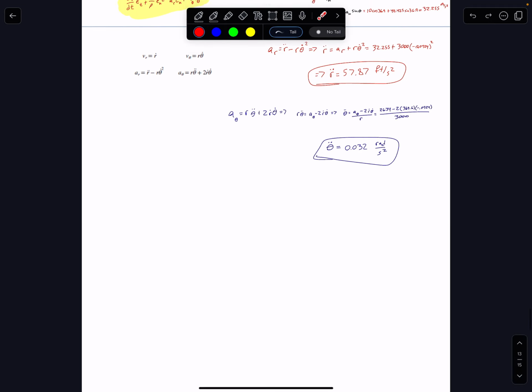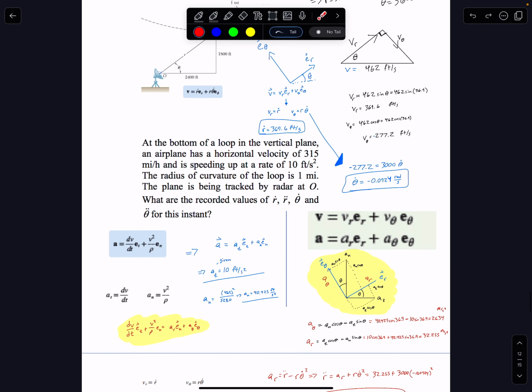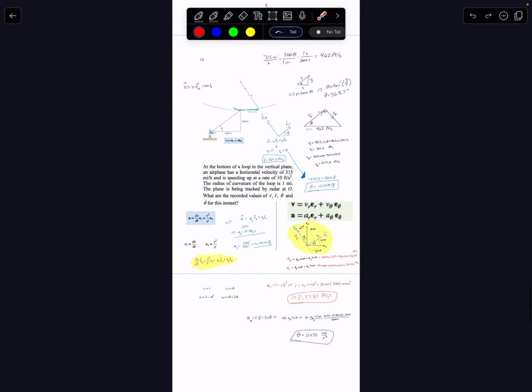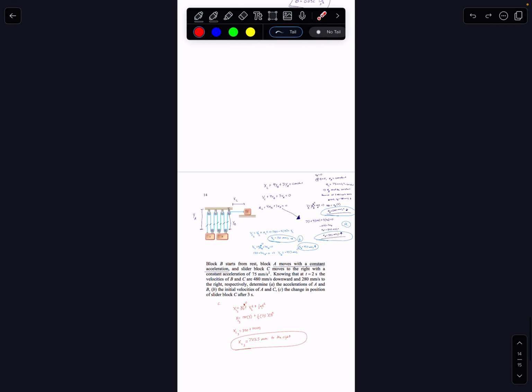is equal to 0.032 radians per second squared, which I believe means that it's starting to open up, or after this it's going to start to open up. I don't know. I'm still trying to understand that one conceptually.